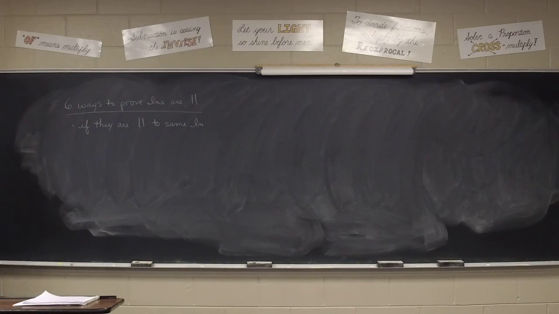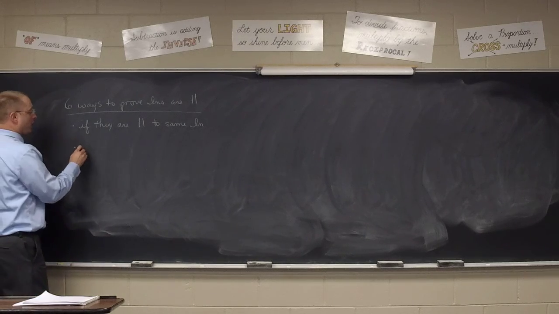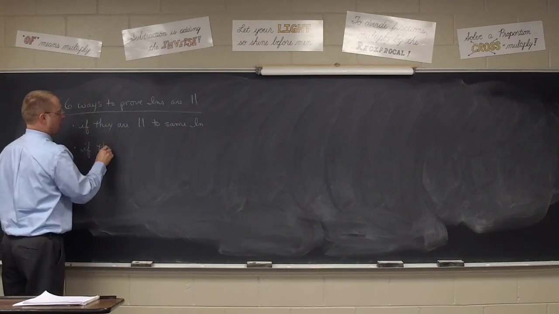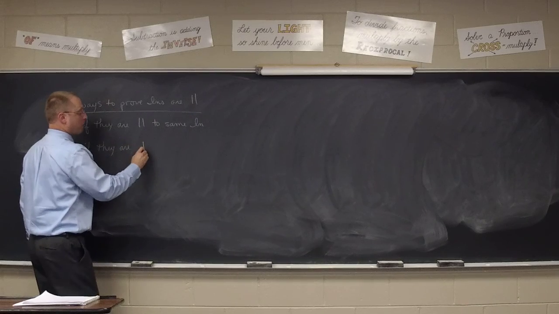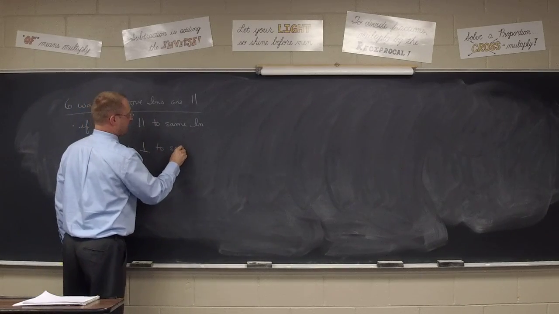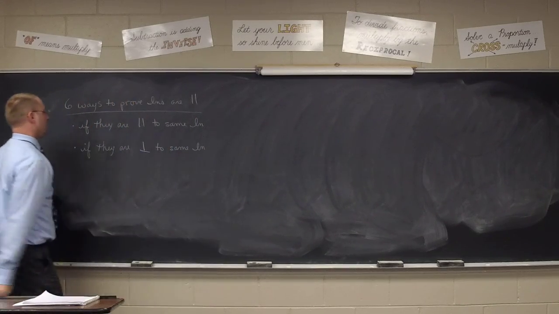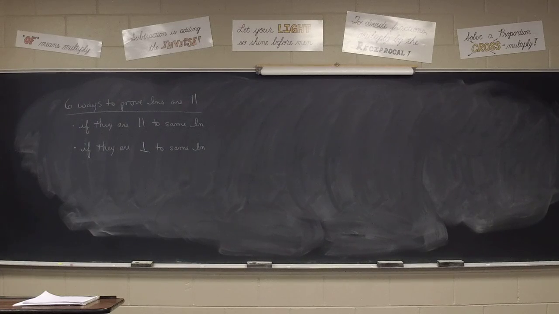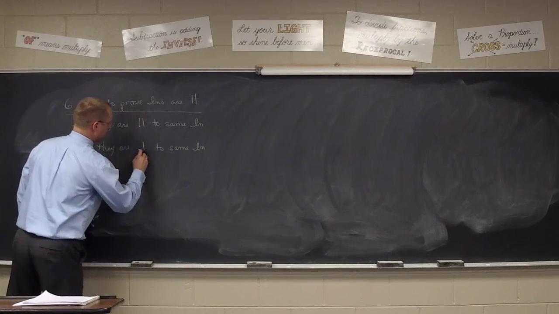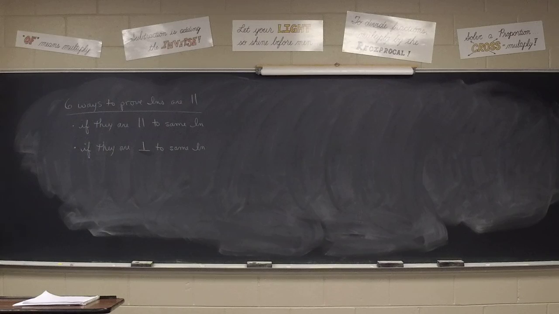If they are parallel to the same line, then they're going to be parallel to each other, right? So that's one way to prove lines are parallel. Another way is if they are, as we just showed a moment ago, perpendicular to the same line. If they're perpendicular to the same line.